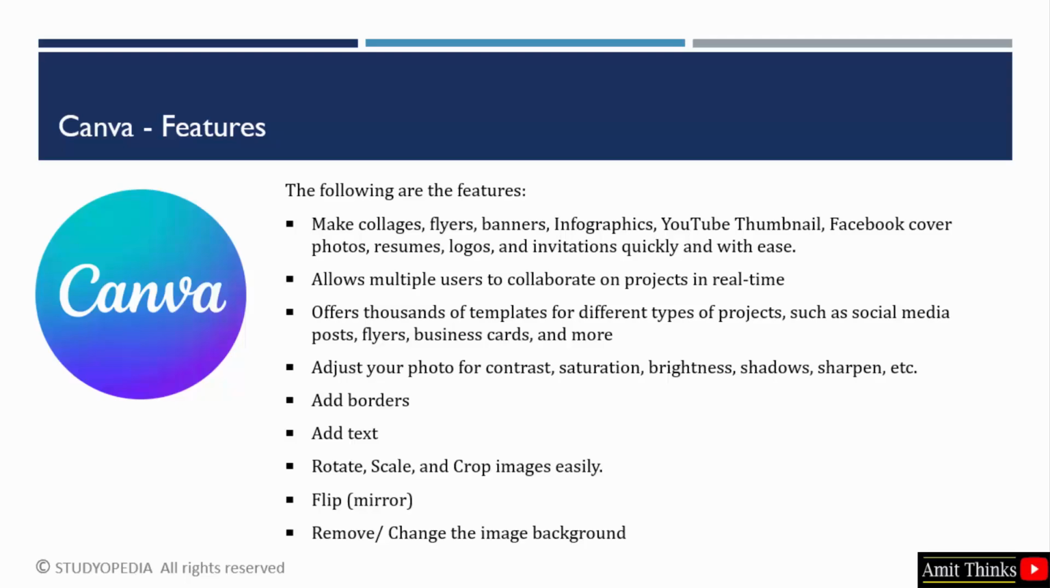As I told before, it is having a lot of templates for social media, banners, flyers, business card also. I created my business card using Canva only. You can also add borders and text to an image. Any text, heading 1, heading 2, or a basic paragraph text you can easily add to any image. With that, you can also rotate, scale and crop images on the click of a button.